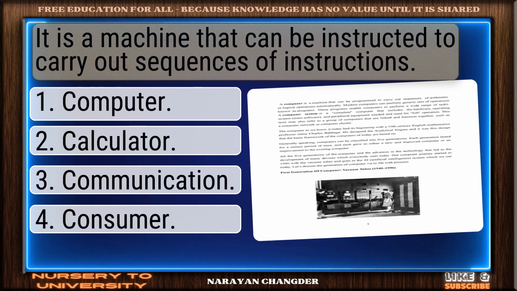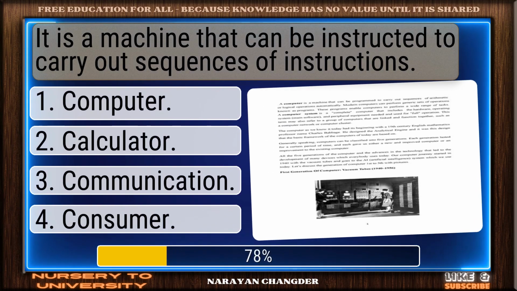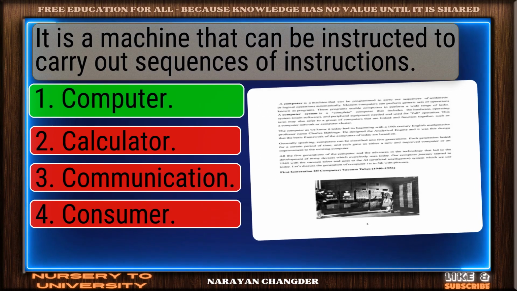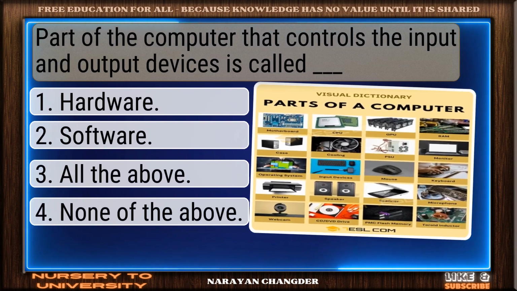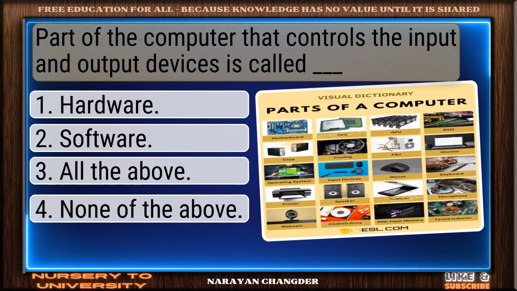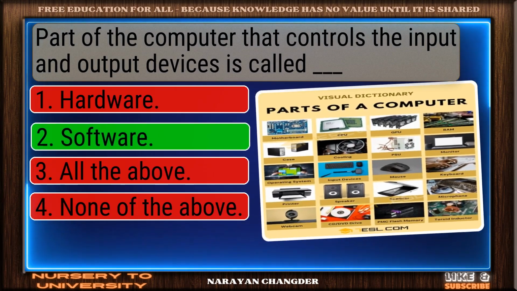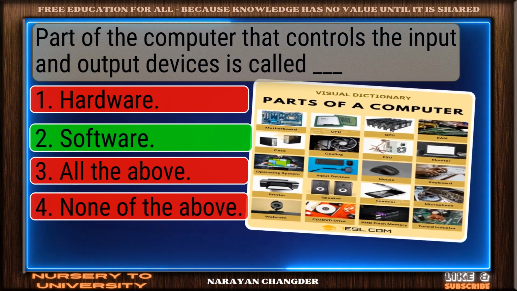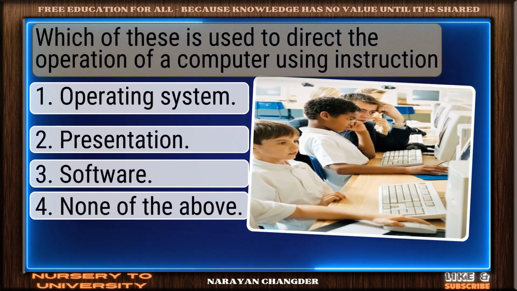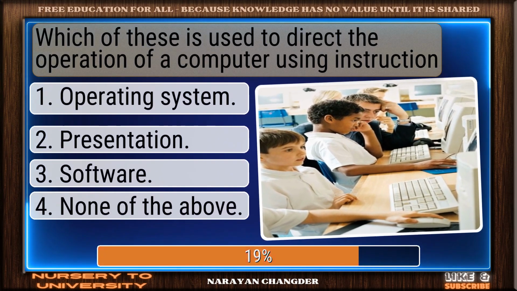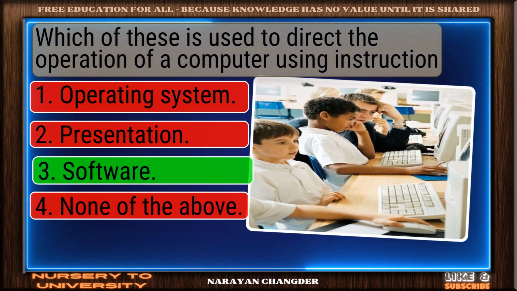It is a machine that can be instructed to carry out sequences of instructions. Great thinking. Computer is the right choice. Part of the computer that controls the input and output devices is called dash. Good thinking. Software is the right answer. Which of these is used to direct the operation of a computer using instructions? Valid point. Software is true.